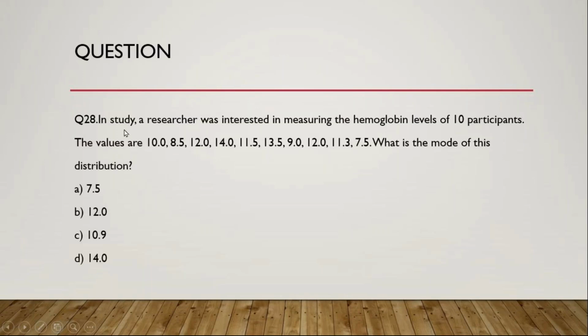So, question: in a study, a researcher was interested in measuring the hemoglobin level of 10 participants. The values are 10, 8.5, 12, 14, 11.5, 13.5, 9, 12, 11.3, 7.5. What is the mode of this distribution? Option A 7.5, option B 12, option C 10.9, and option D 14. So what will be the answer? Answer fast.